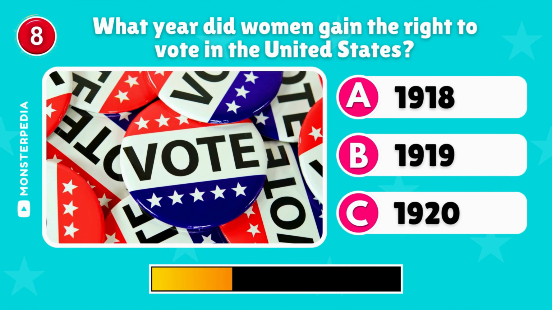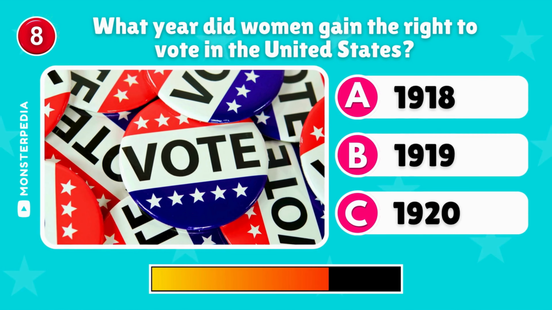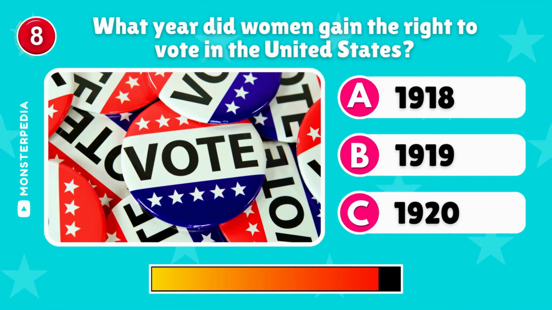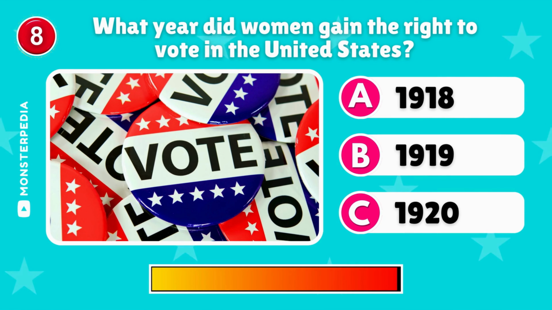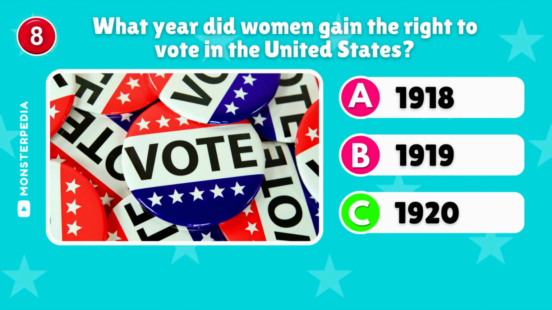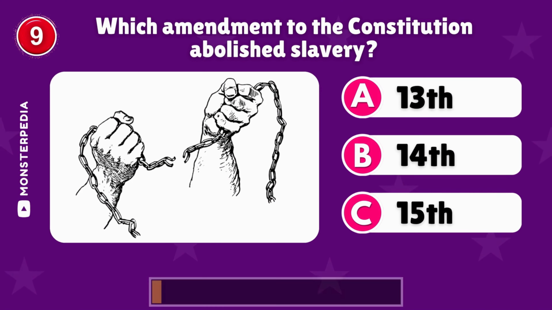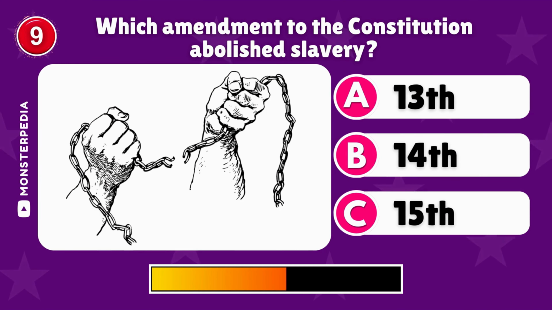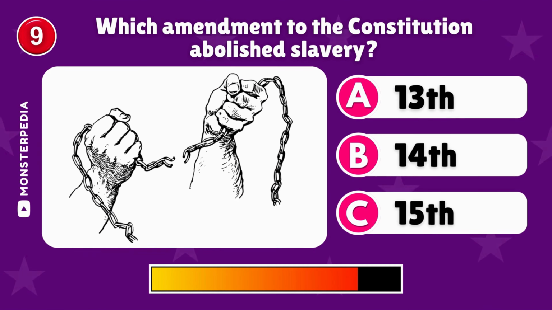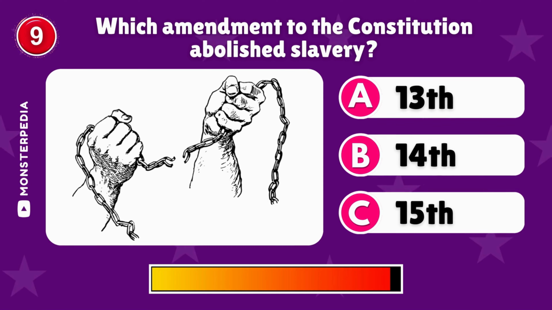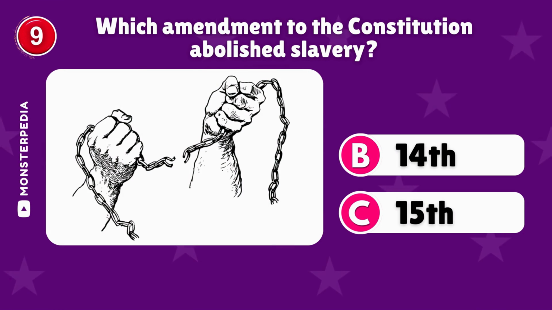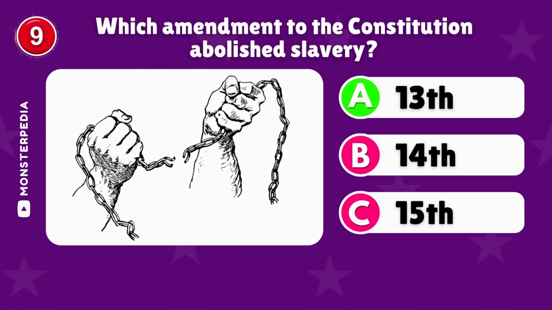What year did women gain the right to vote in the United States? It's 1920. Which amendment to the Constitution abolished slavery? It's 13th Amendment.